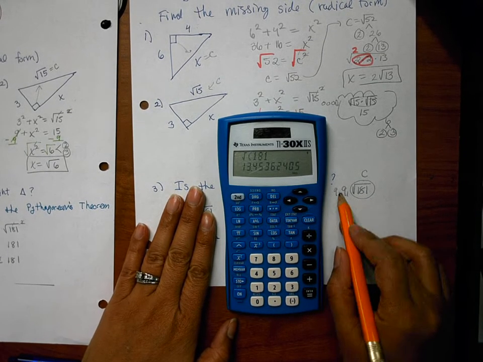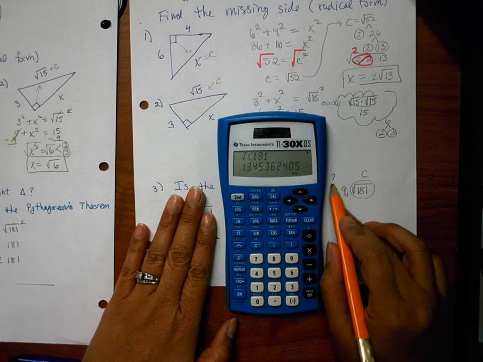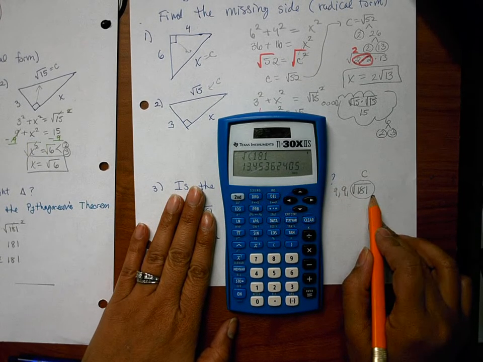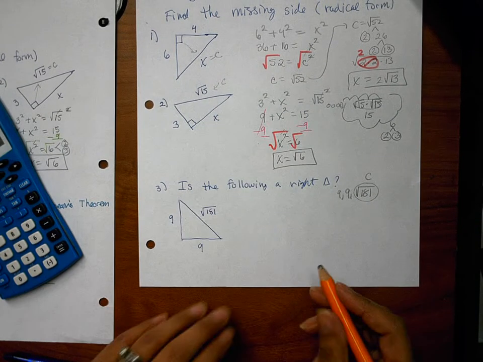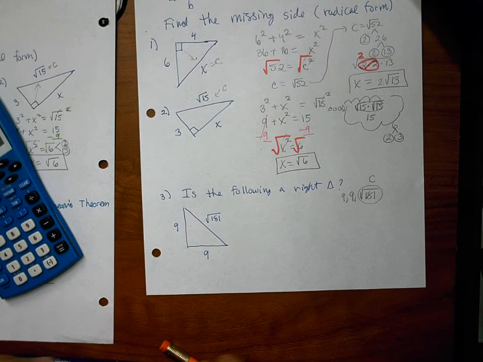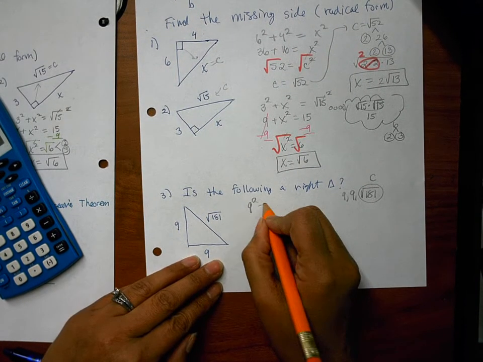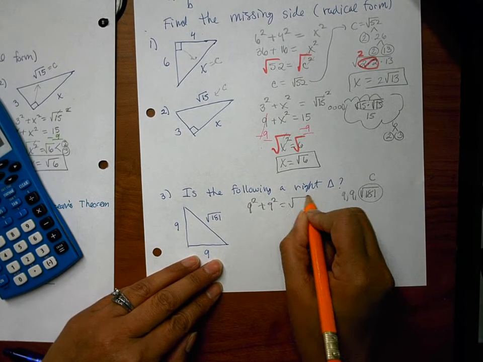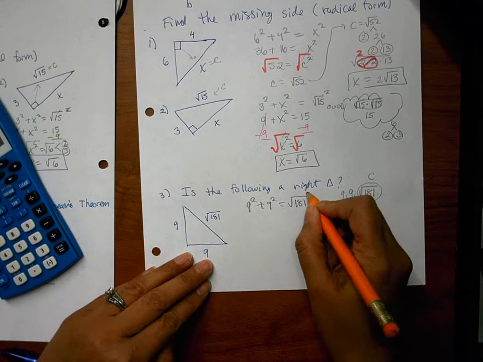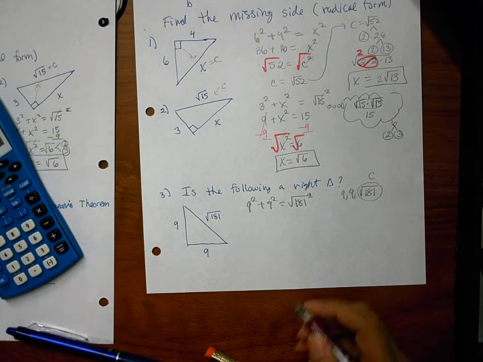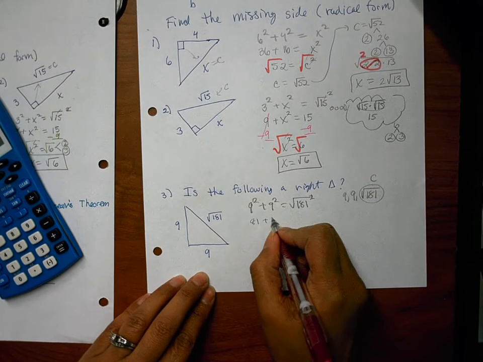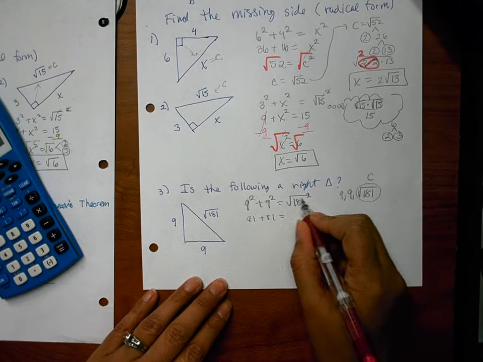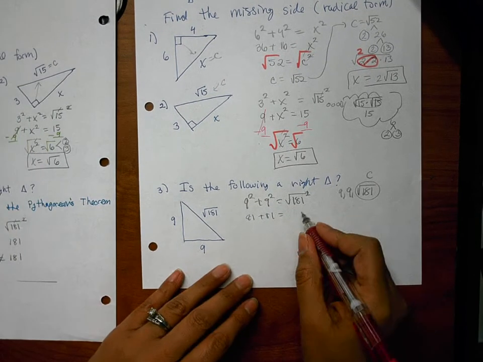So when they give you a list of numbers and you're not sure which one's the biggest, square root it. Your biggest is not always going to be this one. Like for example, if 9 was 15, then that would be the biggest. Whatever is the biggest will always be your c value. So I'm going to have 9 squared plus 9 squared equals the square root of 181 squared.